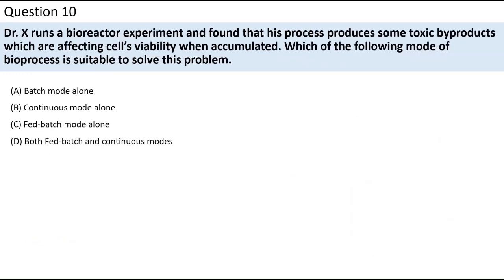The last question of tutorial 1 was: Dr. NX runs a bioreactor experiment and finds that his process produces toxic byproducts which affect cell viability when accumulated. Which of the following modes of bioprocess is suitable to solve this problem? Batch mode alone, continuous mode alone, fed batch mode alone, both fed batch and continuous modes.